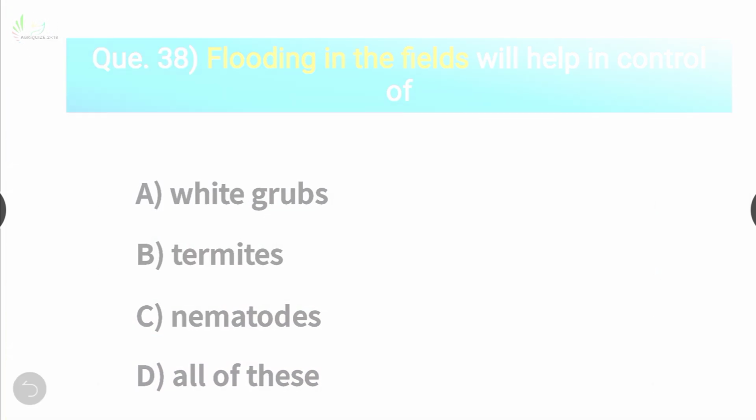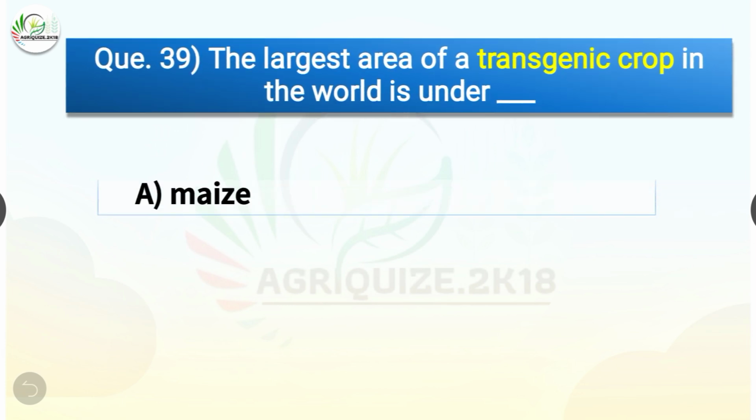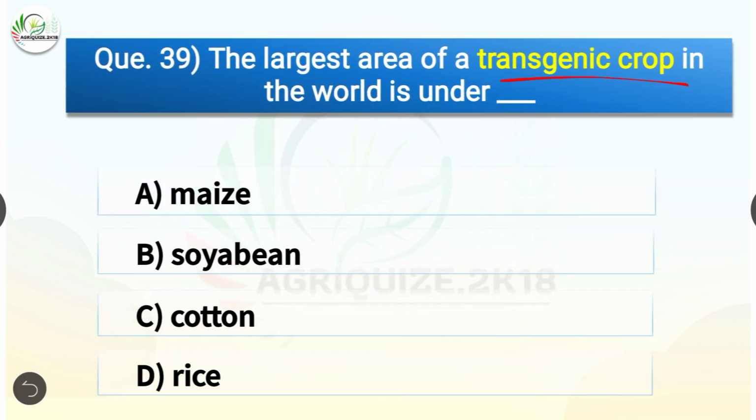Question number 39. The largest area of a transgenic crop in the world is under dash. The options are maize, soybean, cotton, or rice. The correct answer is option B, soybean. So the largest area of a transgenic crop in the world is under soybean.